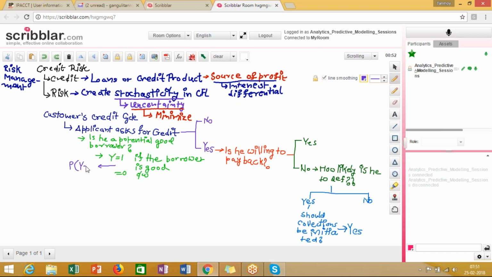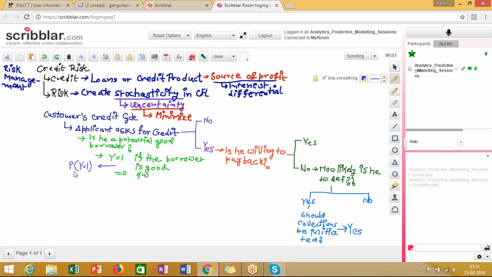So if a borrower comes in and asks for a fund, the model or the bank must have the capacity to look into the required information of the borrower and estimate the chances of this borrower being a good borrower or a bad borrower, whatever we call it. So this is a basic problem that we address at this application stage.